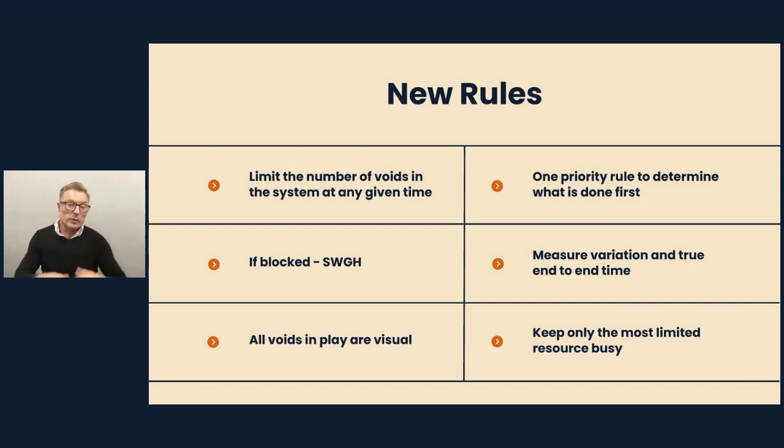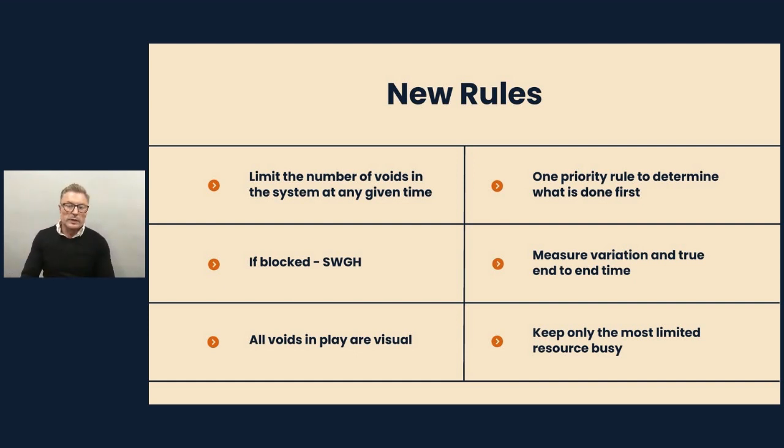So here are the new rules. I told you I'd give you the answer. Limit the number of voids in the system at any given time. That means that you're forced to work on the right void at the right time. If you're blocked, here's your new rule: SWGH, what does that mean? Stop, wait, get help. This is the job for your managers. The job for your managers is not to sit in meetings. It's to be out there unblocking, making sure that the guys and the girls are working on the right void at the right time. All voids in plain view and visual, so that you as a leader can walk up at any given time, see where that void is, see where things are blocked, and say, hey, what can I do to help?